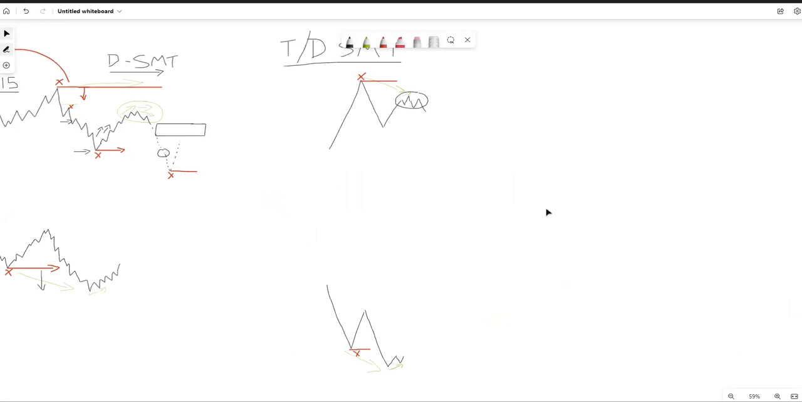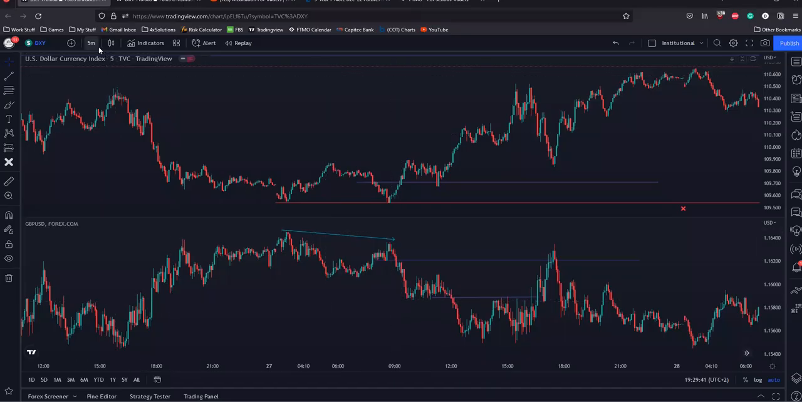Can we go to a chart on GU? On the DXY as well, or just GU? We can do both. What time frame would you like to look at? 1 hour.